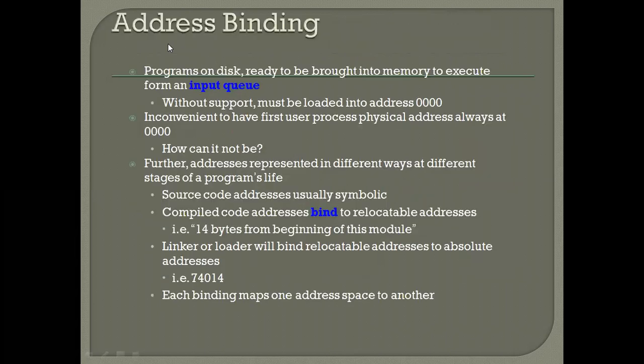Address binding. Basically, the steps involved in execution: we know that a program is a set of instructions, and each instruction gets executed in a very systematic manner, which is known as the instruction execution cycle. So the instruction execution cycle has three basic steps. It first fetches the instruction from memory, it decodes the instruction and gets the operand from memory, and then executes. The result is stored by the operating system into memory.